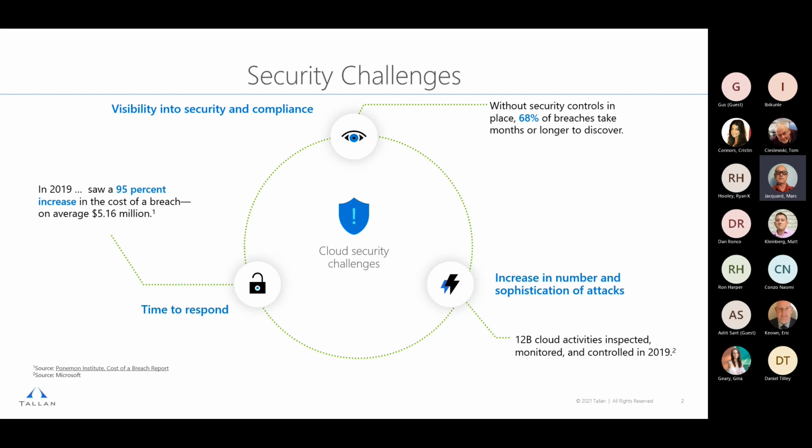But how do we know that, right? So part of that is looking at what causes those breaches, right? A lot of it comes down to misconfiguration. I missed a patch. I did all of that, right? That's about visibility. How do I know that, right? So without controls in place, approximately 68% of breaches can take months or longer to discover.